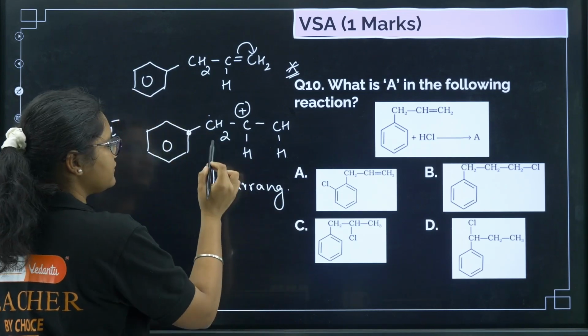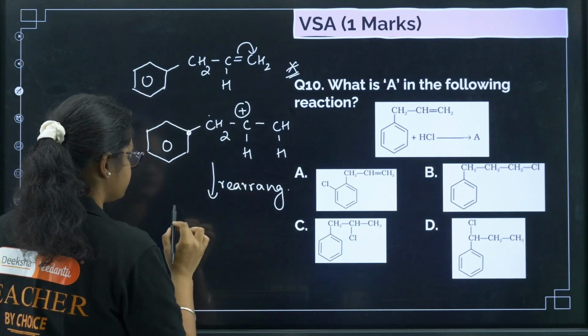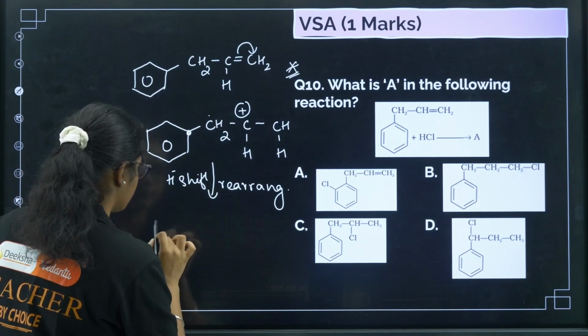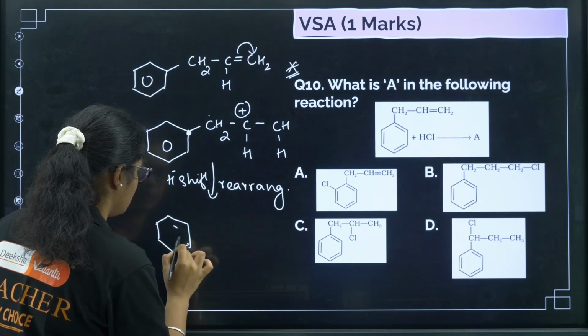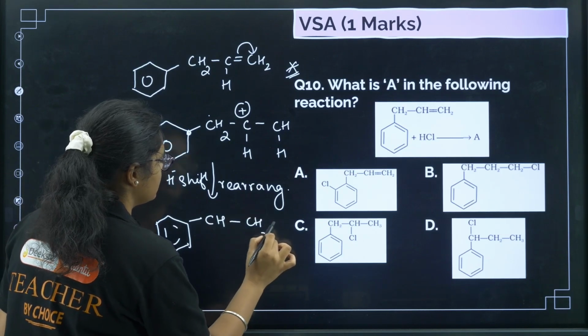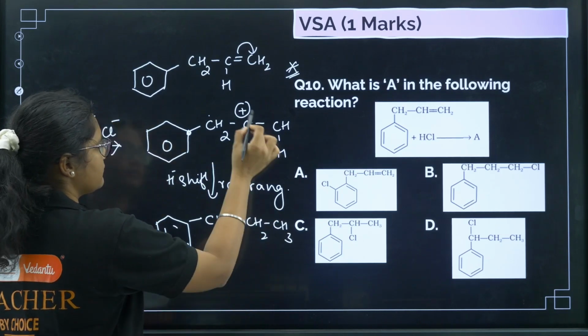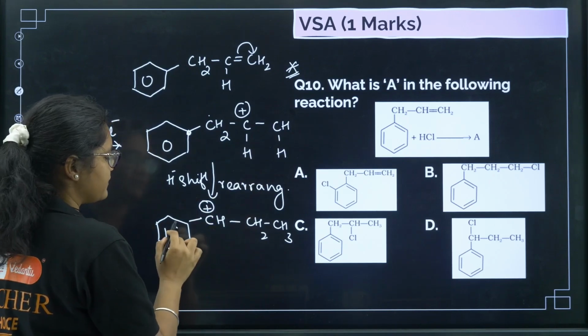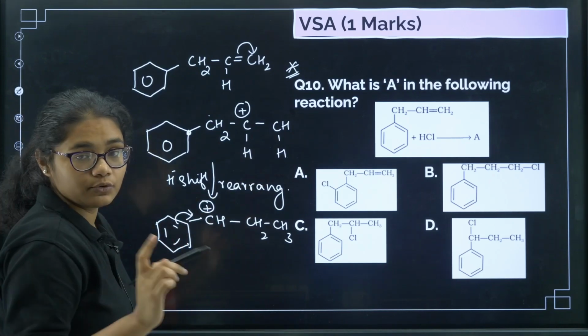Okay. Now due to this rearrangement, what happens? One hydrogen shifts here. So I can say hydride shift. In this hydride shift, what will happen? We will get CH2 to CH3. This one goes here, and now we get a positive charge here, right? And this positive charge is very stable due to resonance.